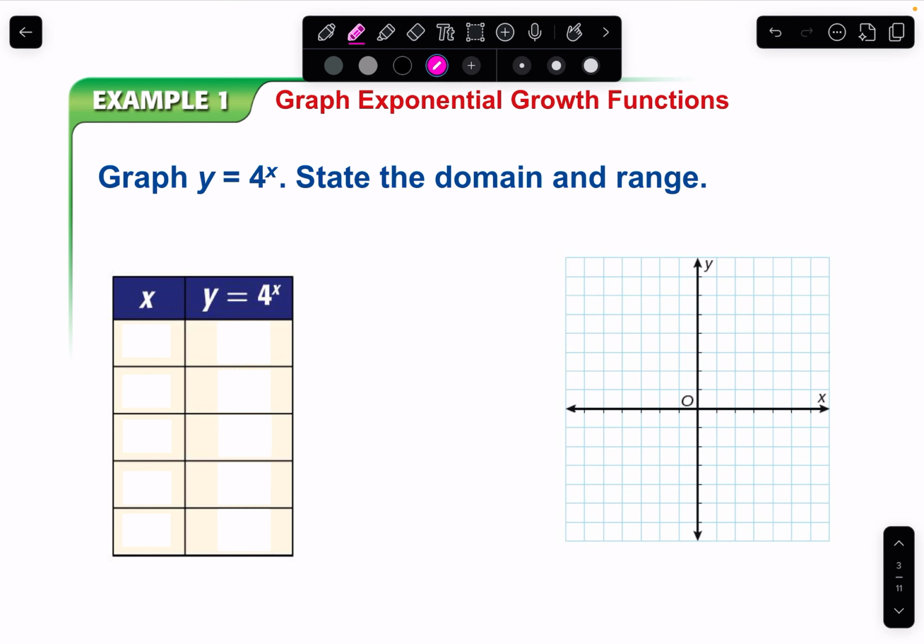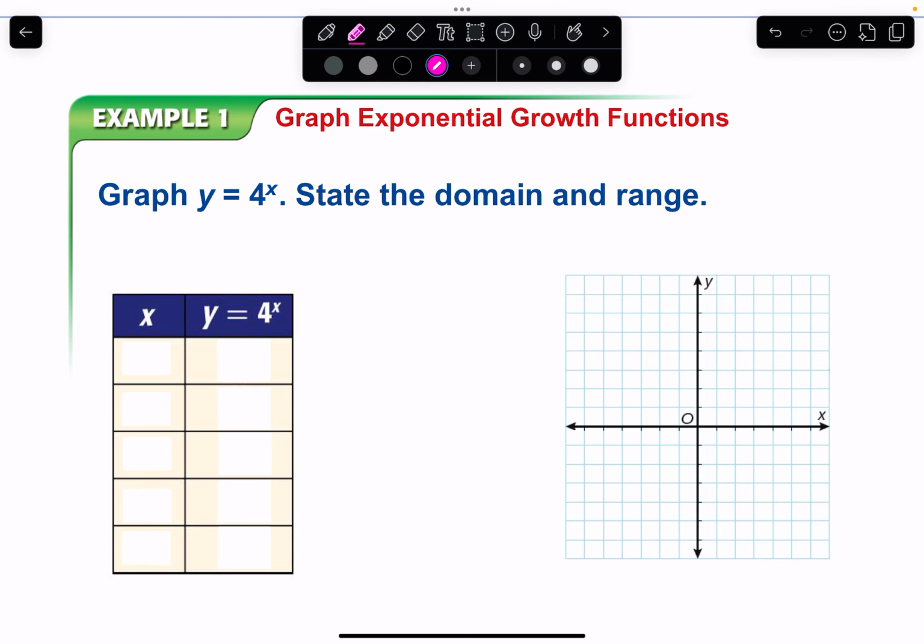So getting into example 1, this is just the parent function of your graph to see what these types of graphs look like. It's going to tell you to graph y equals 4 to the power of x, and then to state the domain and range. Just as a review, your domain is your x values, from left to right. Your range is your y values, from bottom to top.